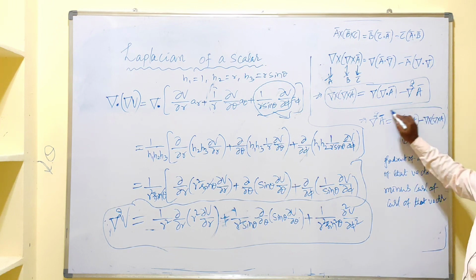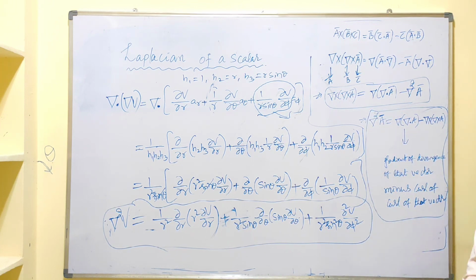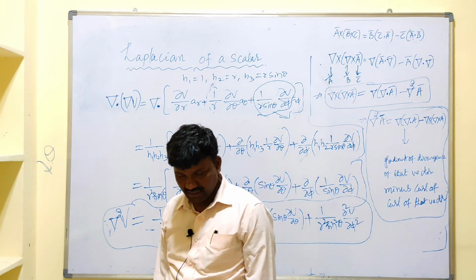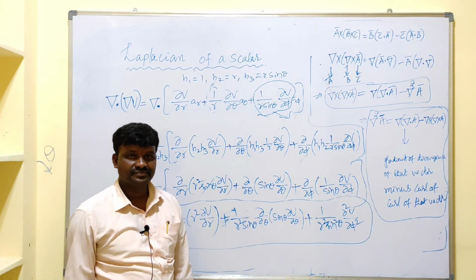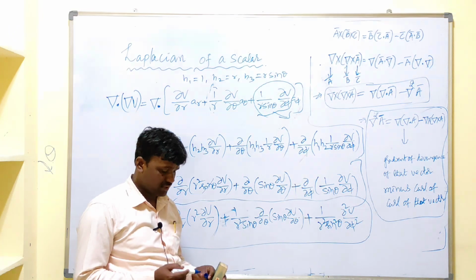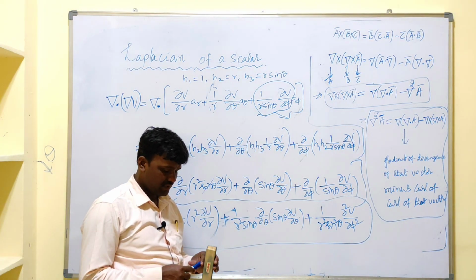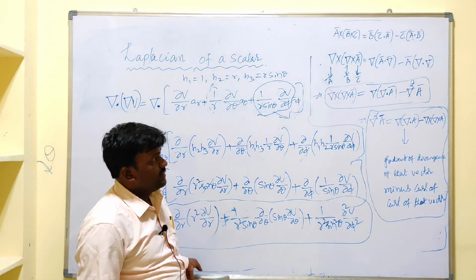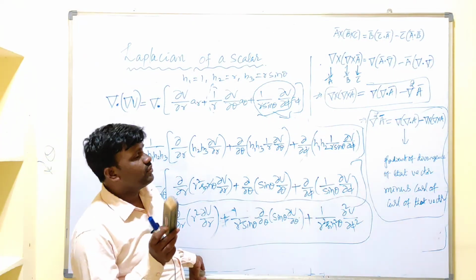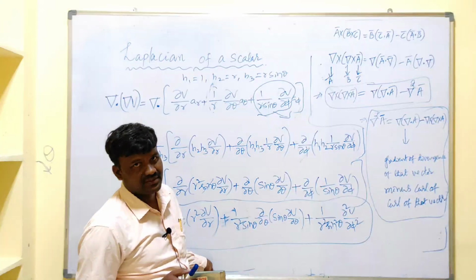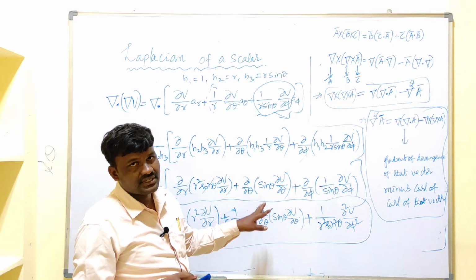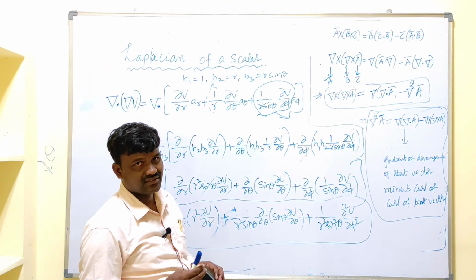This is all about the Laplacian operator on a scalar quantity. With this we completed our first unit. Of course, we need to solve some problems. We completed our first unit, except one topic: vector transformation. This vector transformation is required in our third unit.